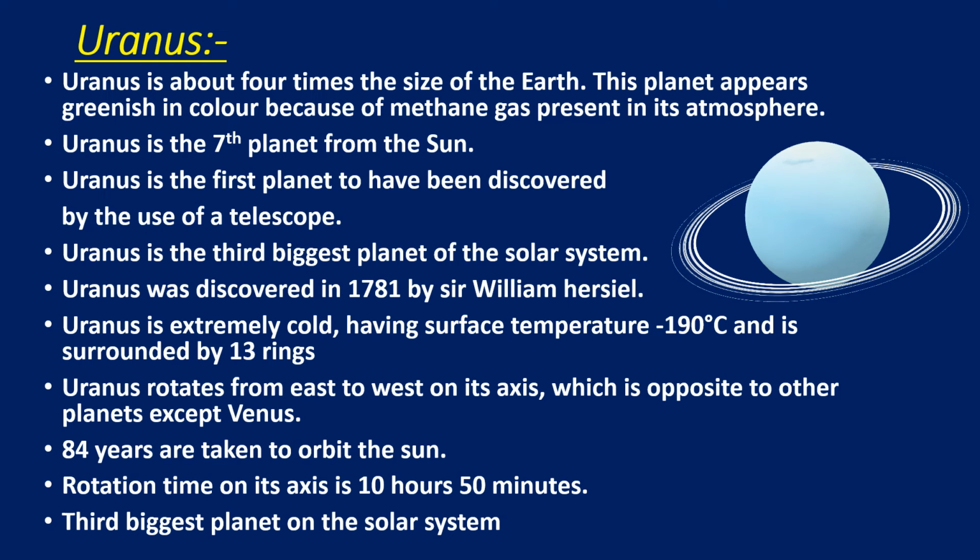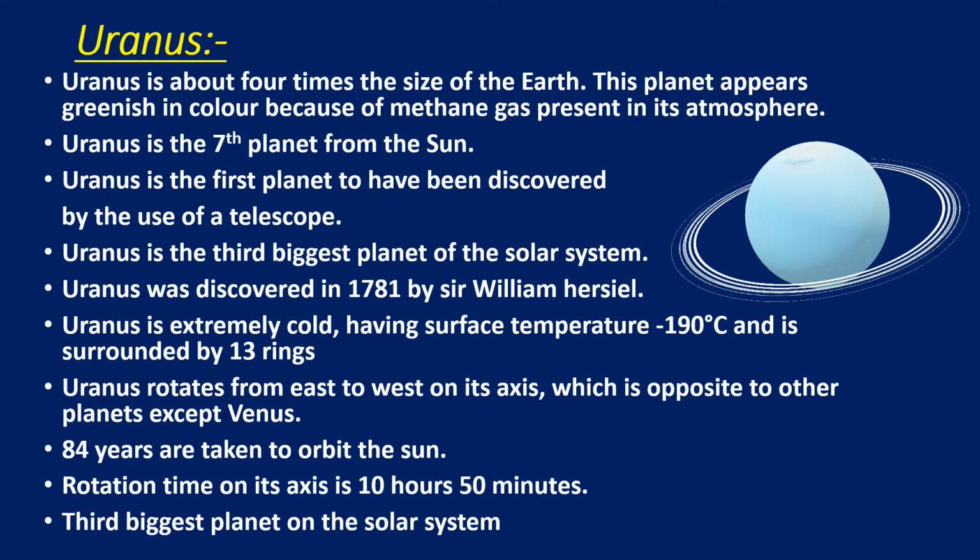Uranus was discovered in 1781 by Sir William Herschel. Uranus is extremely cold, having a surface temperature of minus 190 degrees centigrade, and is surrounded by 13 rings. Uranus rotates from east to west on its axis, which is opposite to other planets except Venus. 84 years are taken to orbit the Sun. Rotation time on its axis is 10 hours 50 minutes.